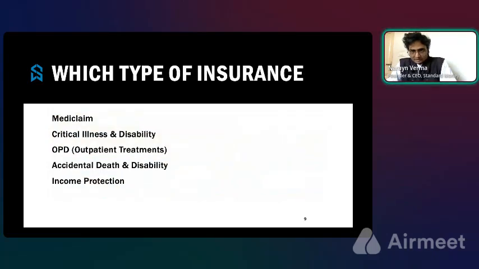So the type of insurance policies that will cover all these expenses are usually called mediclaim, which is the normal health insurance, and then critical illness and disability insurance. You can also look for policies which are covering OPD treatments. So they will have a list of OPD treatments that are covered by the policy.